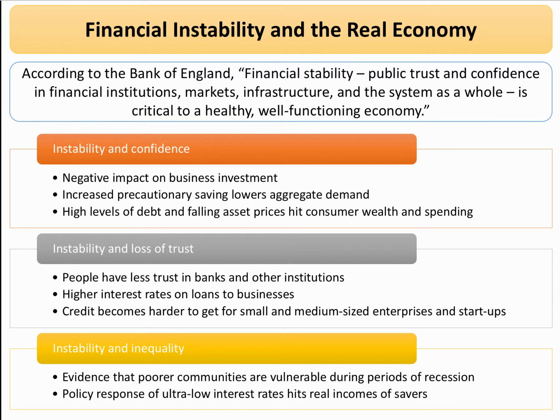It's also important, I think, to link financial instability to inequality, to the distribution of income and wealth. There is quite strong evidence that during periods of recession, poorer communities, vulnerable households, tend to suffer more. And therefore, if financial instability leads to a period of recession and slow growth, that can have a damaging effect on people's living standards, particularly in families of average or below average incomes.